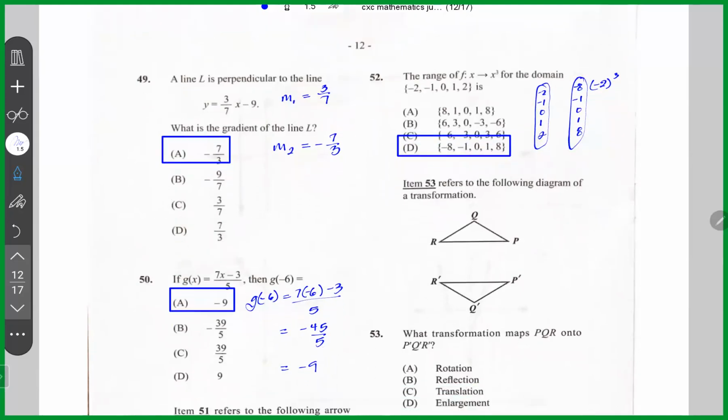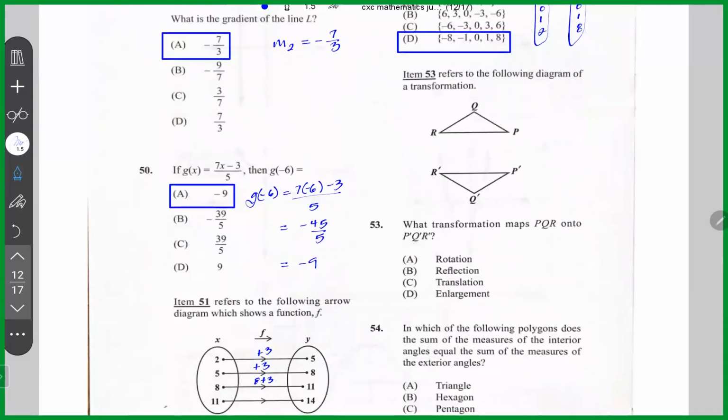All right, 53 refers to the following diagram. What transformation maps PQR onto, oh, this is a reflection. The object and the image are laterally inverted.